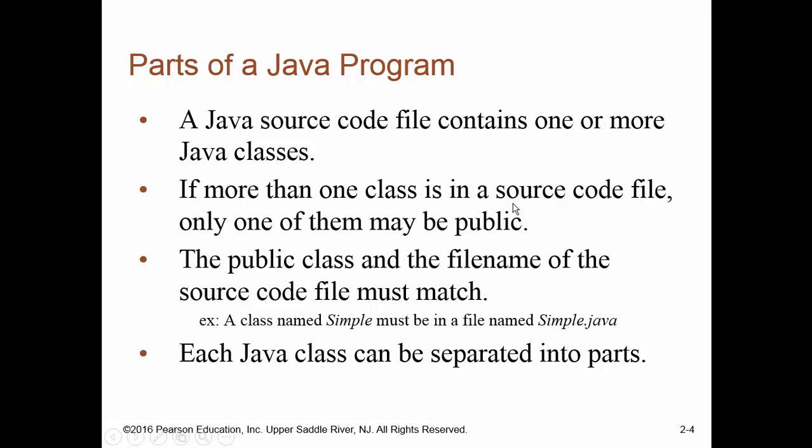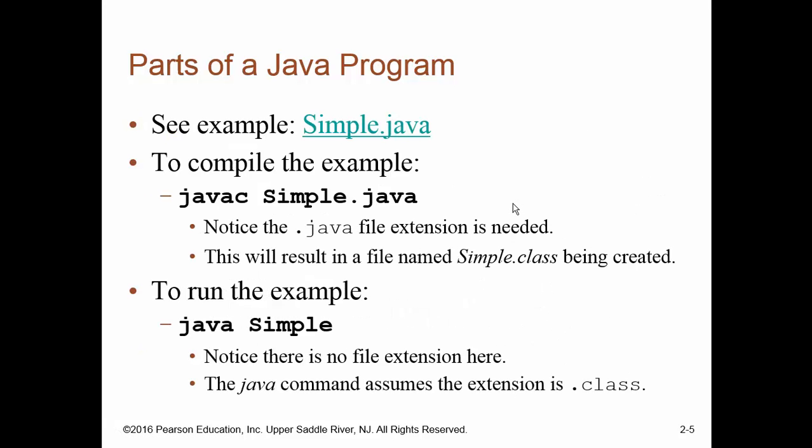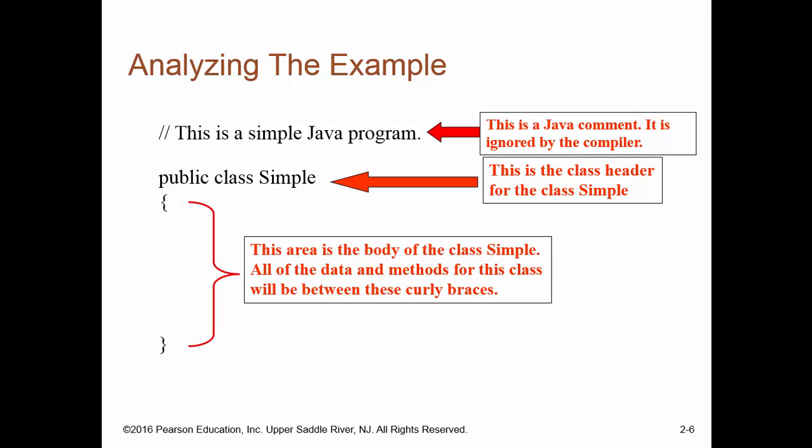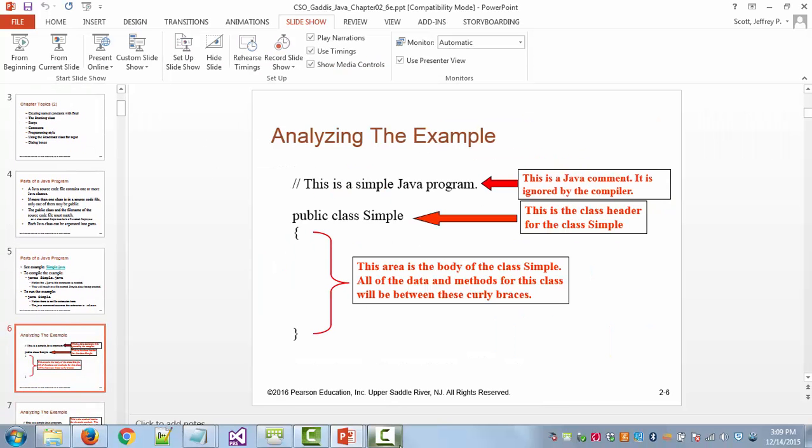Each Java class can be separated into parts. Again, don't worry about the compilation that they talk about here. We're not going to do it this way. So again, here is a simple Java program. Public class Simple. You'll notice at the top of the page you've got 2 forward slashes followed by "this is a simple Java program." Well, 2 forward slashes means that the rest of the line is going to be a comment.